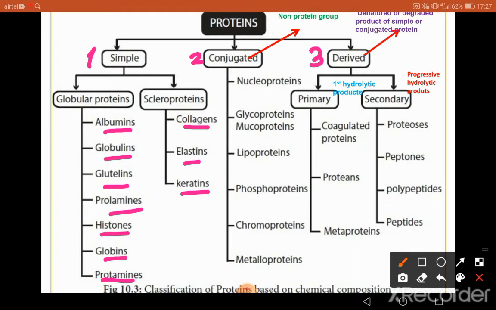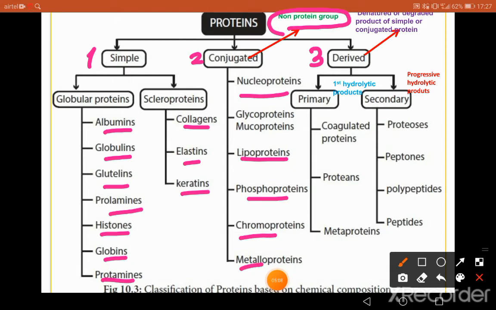Similarly, albumin is present in egg albumin. Globulins are also present in hemoglobin. Histones are present in our DNA, and are positively charged. Conjugated proteins contain a non-protein group along with the protein group. Examples are nucleoprotein, lipoprotein, phosphoprotein, chromoprotein, and metalloproteins.